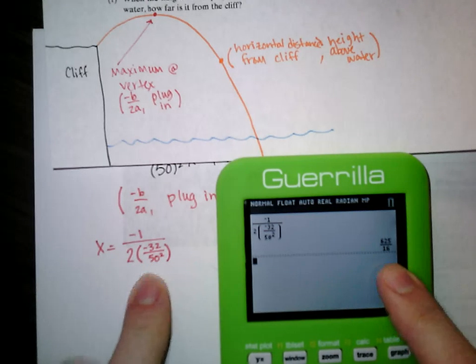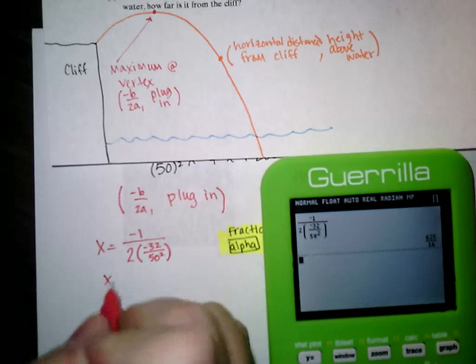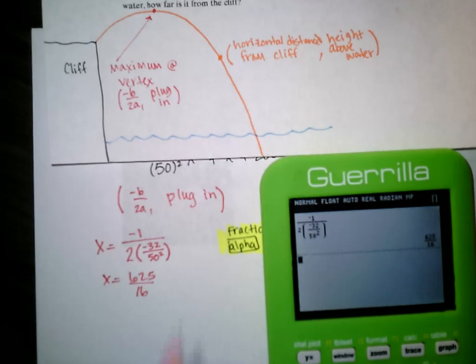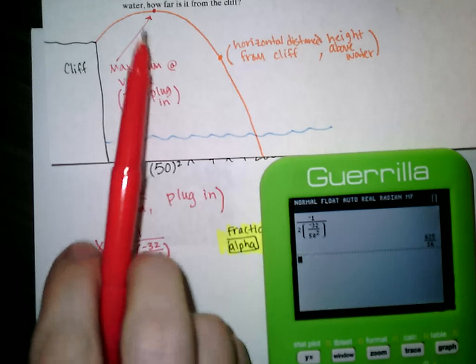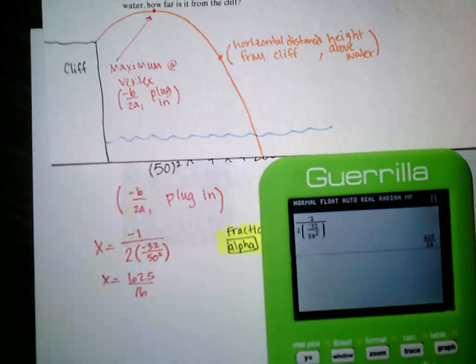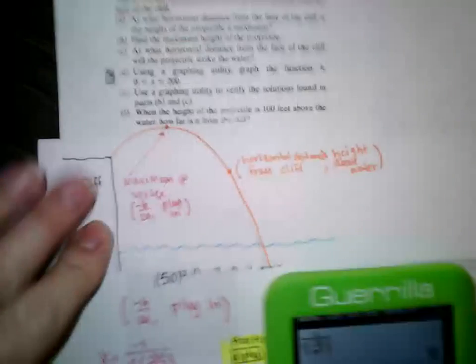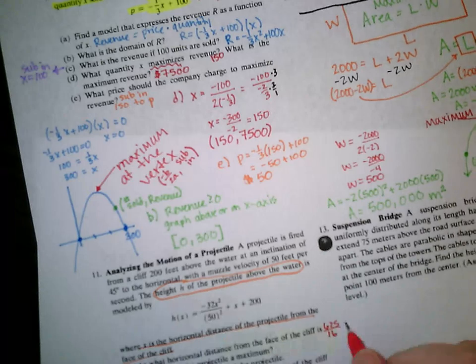So that is 625 over 16. So the x coordinate is 625 over 16. That is going to be the horizontal distance from the cliff to this maximum point. That is what they want to know for part A: at what horizontal distance from the face of the cliff is the height a maximum? So that would be 625 over 16, and it is in feet.